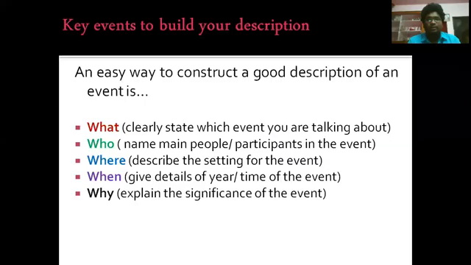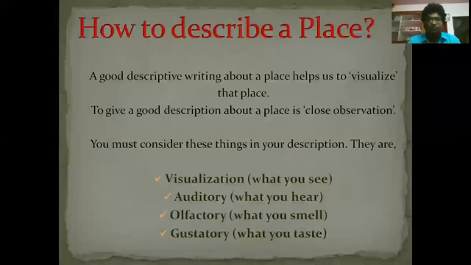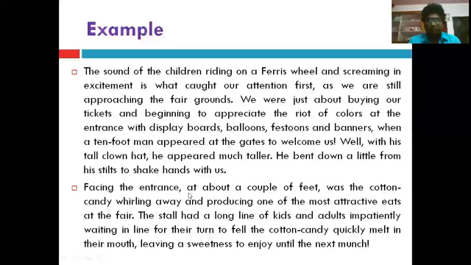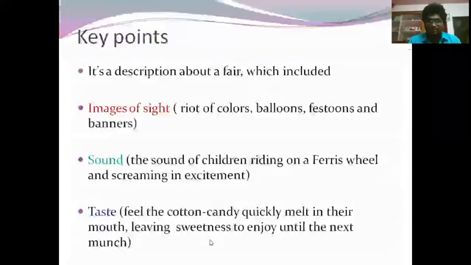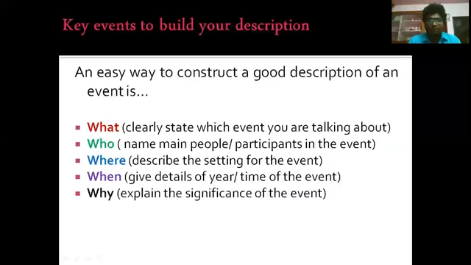So don't forget that when we are describing a place, these are the 4 points that we have to take into account: visualization, auditory, olfactory, and gustatory. When we are describing an event, don't forget to have all these WH questions, which tell what, who, where, when, and why, right? So this is how we describe an event.